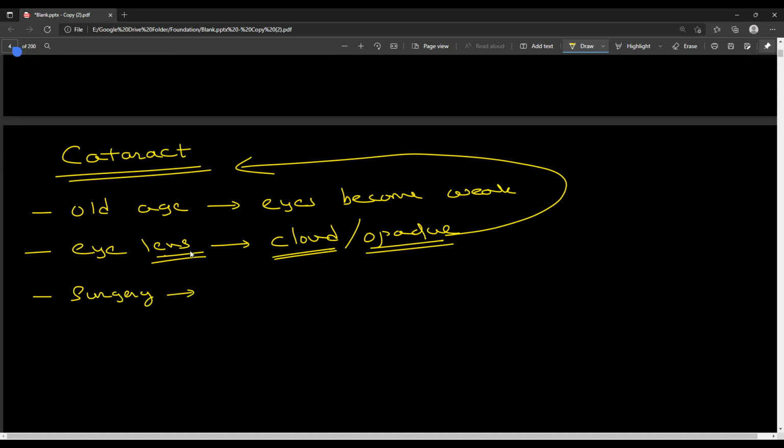In cataract, which part is getting affected? Eye lens, correct? As it has become cloudy and opaque, it is of no use. So we are going to replace it with an artificial lens. In case of cataract, all you have to do is replace your lens with an artificial lens through surgery, and your problem can be solved. Very simple.